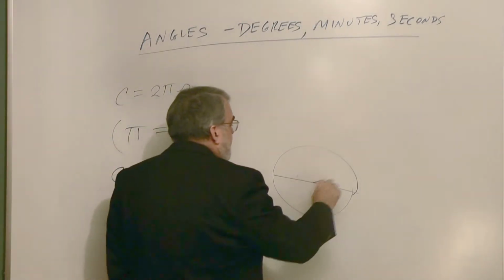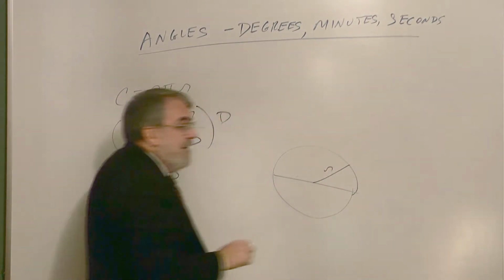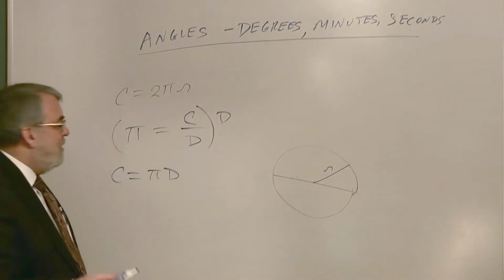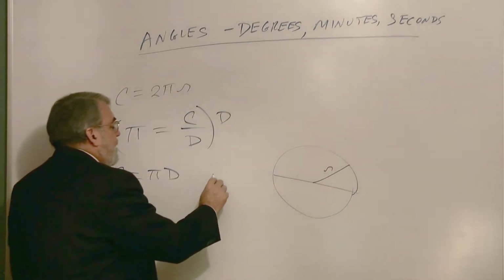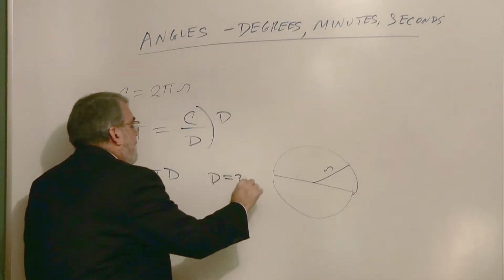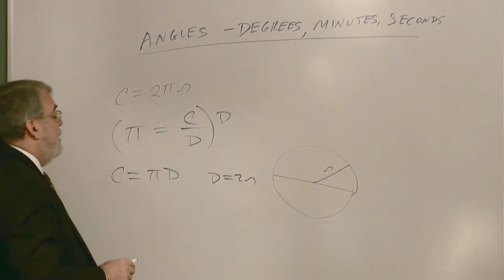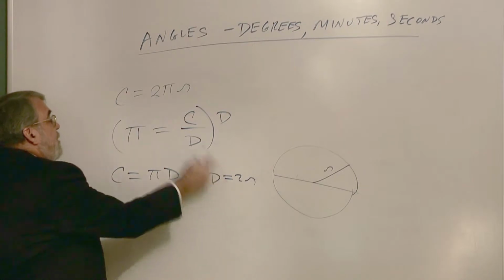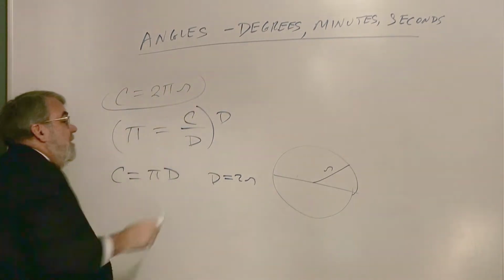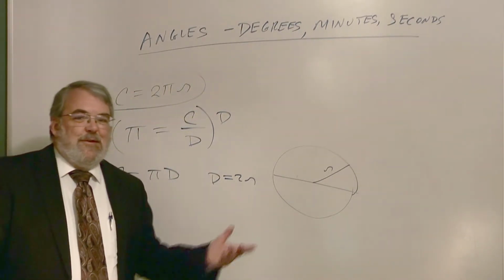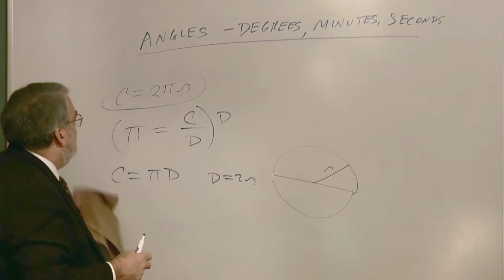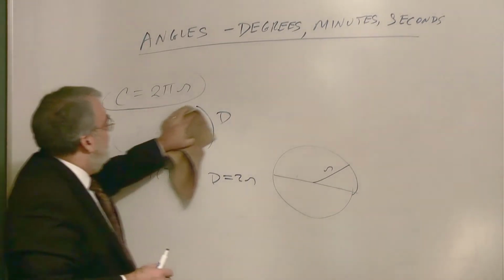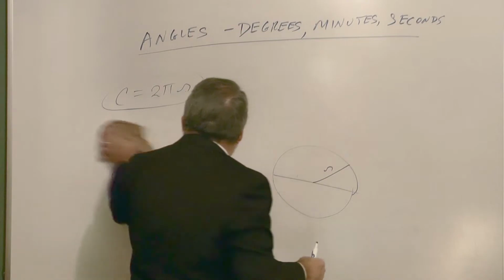Now, radius is half of a diameter, so diameter is 2 times radius. So that's why we normally replace d with 2r, and we get circumference is 2 pi times radius. So it comes from the definition of pi. Well, then, what about the Earth? How big is the Earth?